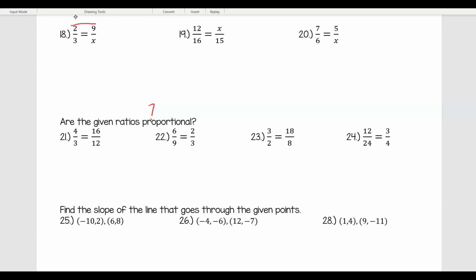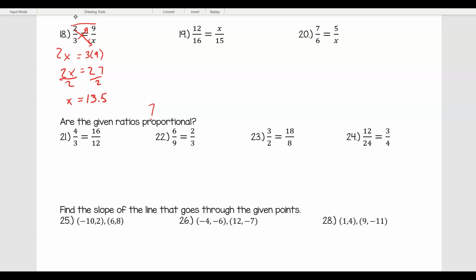If I already know they're proportional, then I can cross multiply. This rule is going to be true. This means that 2x is equal to 3 times 9. So 2x is equal to 27. So I divide by 2 on both sides, and I get x equals 13.5. Okay. If I know they're proportional, then cross multiplication is allowed.